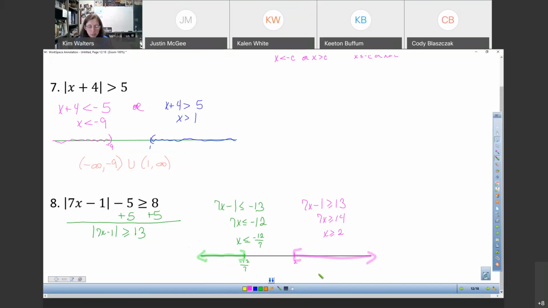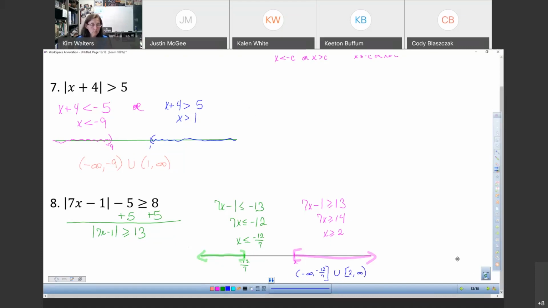Again, I have two separate inequalities, and so my solution set is going to look like this. It's going to be negative infinity to negative 12 sevenths. I'm going to use my square bracket. Notice no square bracket on the infinities. Union, square bracket, 2 to positive infinity.